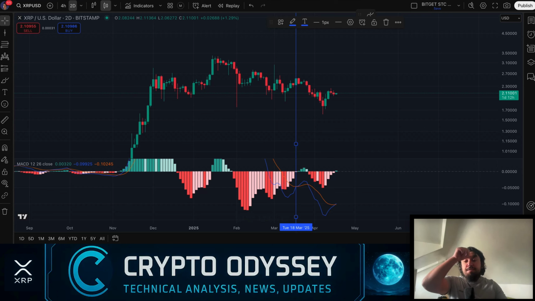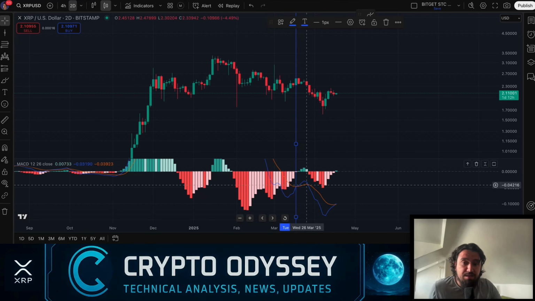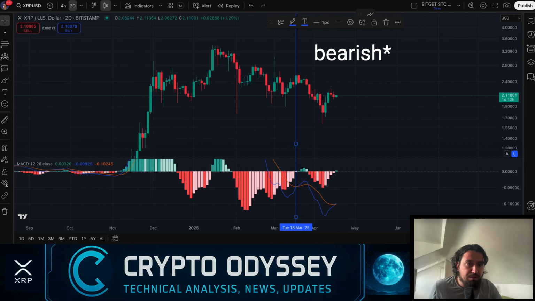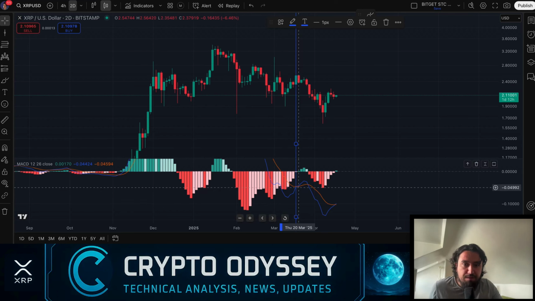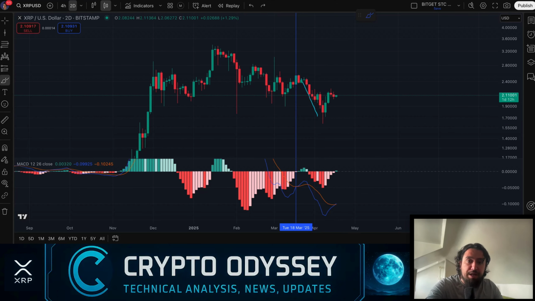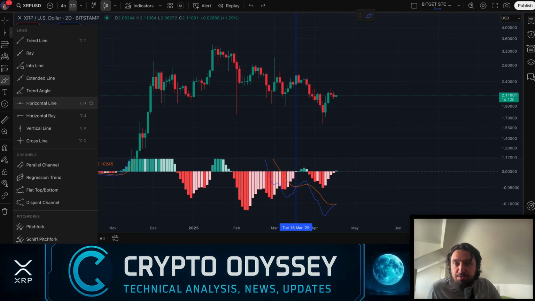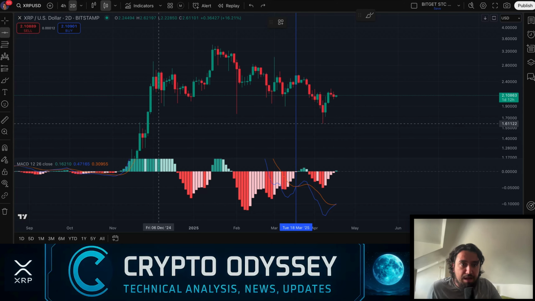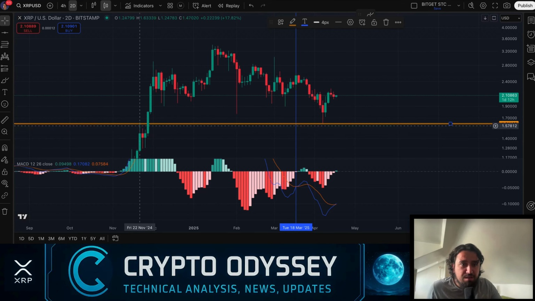On Tuesday the 18th of March, we saw a MACD cross, which ultimately turned out to be a failure. Okay, we didn't quite get a bullish engulfing. However, what followed after this MACD cross was a month of action to the downside, which culminated with this low coming in. So we can draw our levels in. The low came in at 1.6, which found support, which was previous resistance back on the 22nd of November.